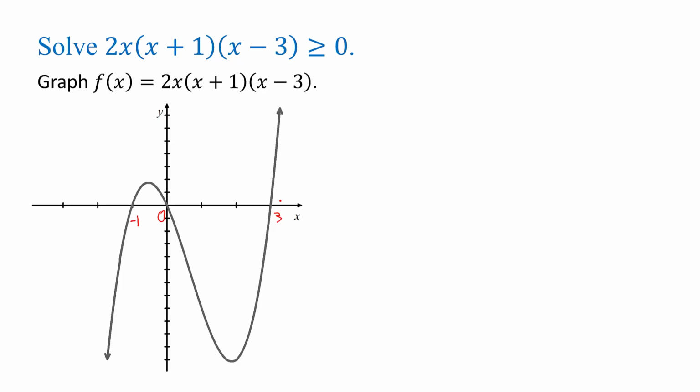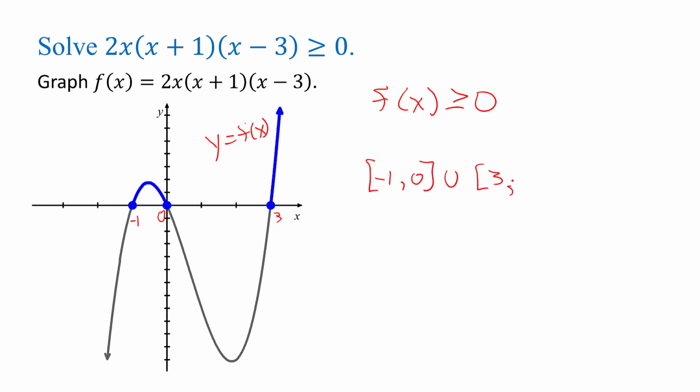So what we're looking for is where f of x, my graph here, is greater than or equal to 0. That means where my graph is either above the x-axis or is on the x-axis, which I've shaded in right here. And we can see that occurs from -1 to 0, union from 3 to infinity. And again, because with the inequality we include this equals sign, we're going to have square brackets here, including the endpoints.